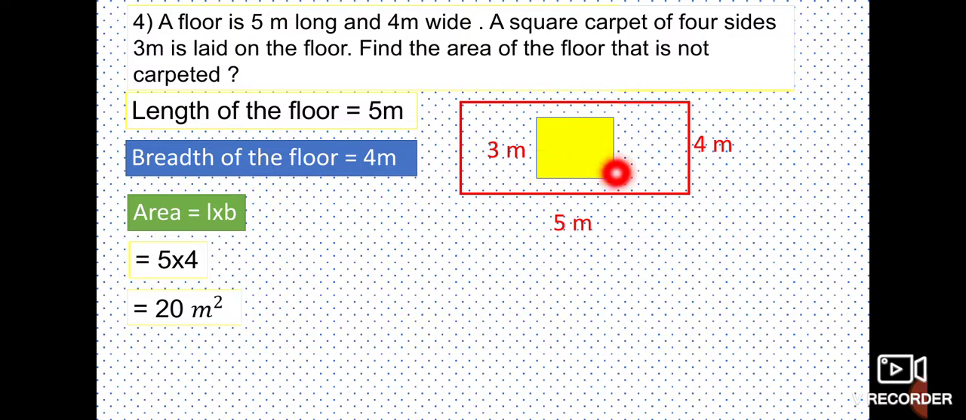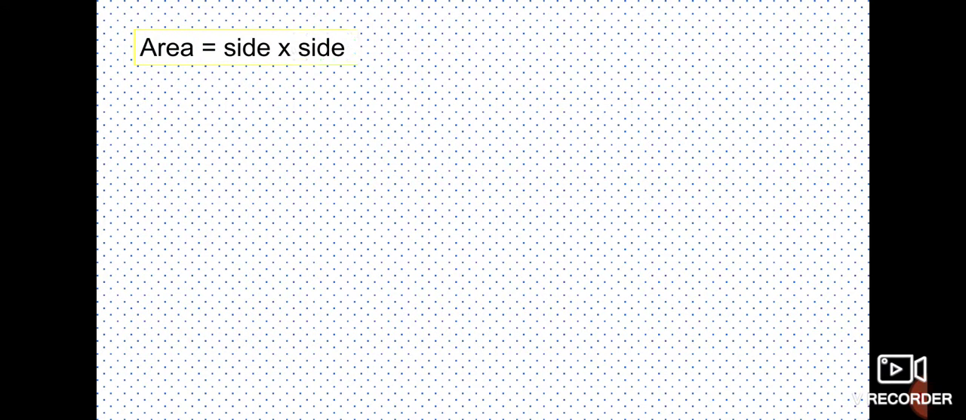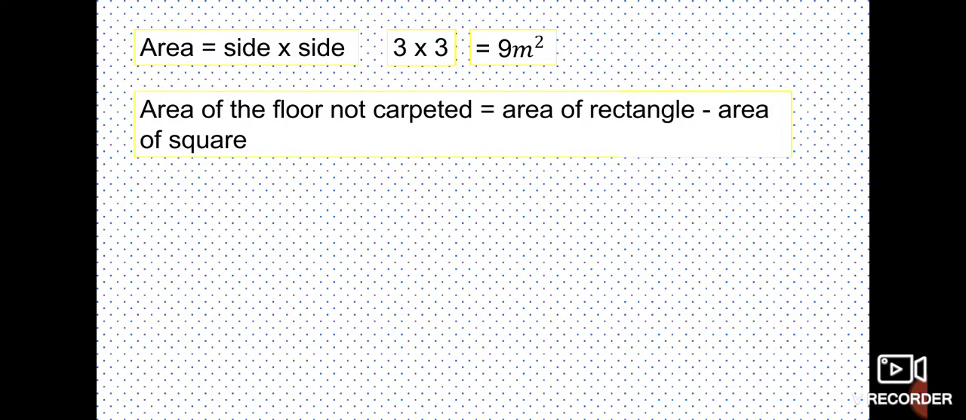Next we find the area of the square. Side of the square carpet is 3 meter. Area of square equal to side into side. We know 3 into 3. 9 meter square. Next we subtract these two areas. Area of the floor not carpeted equal to area of rectangle minus area of square. Area of rectangle, what is its area of rectangle? 20. 20 minus 9 equal to 11 meter square.